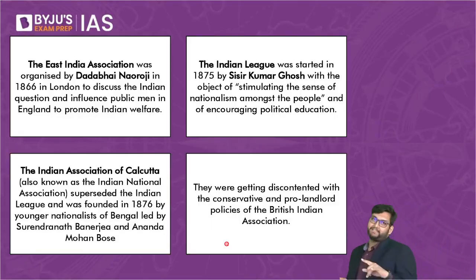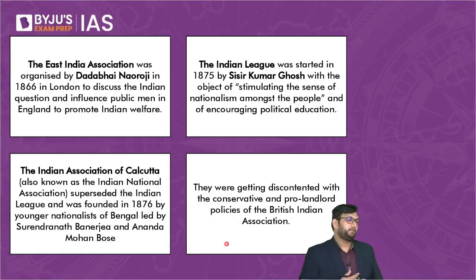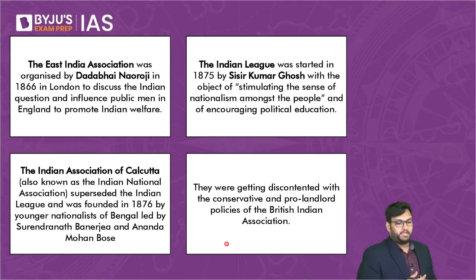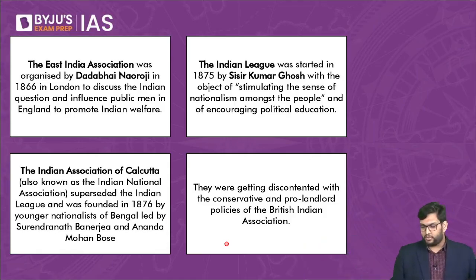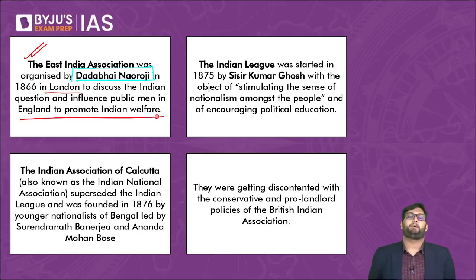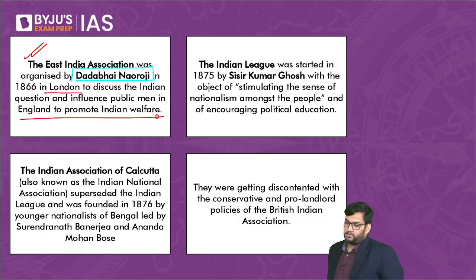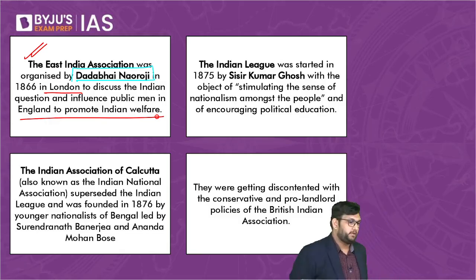Now, the next set is more interesting. The next organization is by Dadabhai Naoroji, who will establish the East India Association in London so that he could influence the public opinion of the British about India. Indians were not there in the legislative council. That was the loophole. They increased the legislative council, but Indians were not allowed.